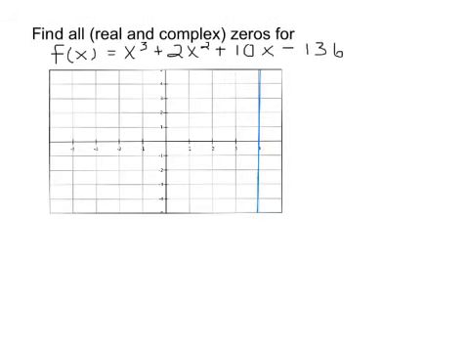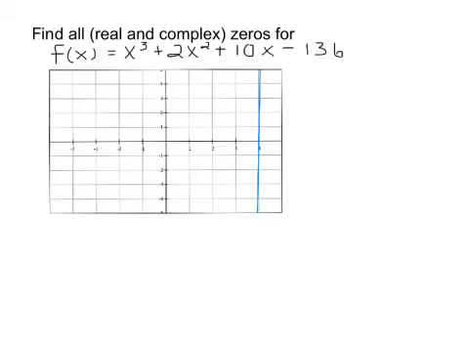So what we're going to do is take a look at a graph of this function, and hopefully we'll see an x-intercept. So what I've done is I've gone ahead and put x to the third plus 2x squared plus 10x minus 136 into a graphing utility, and now we'll insert the graph. Now I also adjusted the viewing window to go from -5 to 5 on both the x and the y, because with a y-intercept of -136, this graph was rather large.